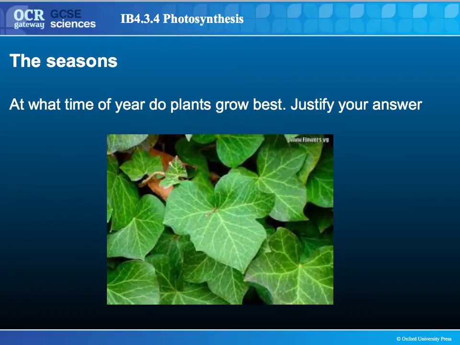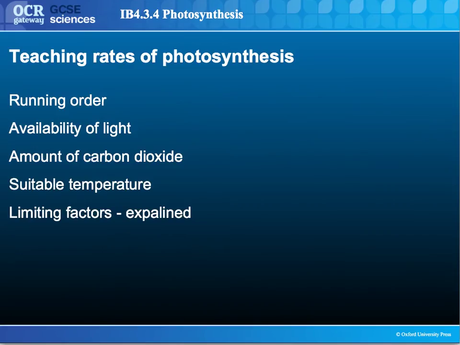The amount of light being more means that we've got more light energy for photosynthesis to happen, and the warmth speeds up the reactions of photosynthesis. So we're going to look at the effect of the availability of light, the amount of carbon dioxide and temperature on the rate of photosynthesis.